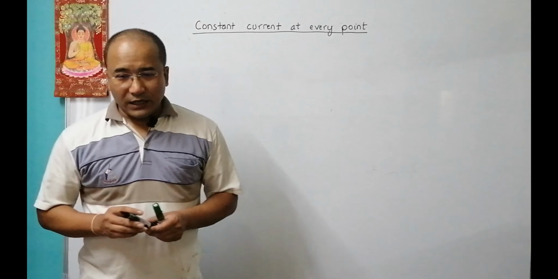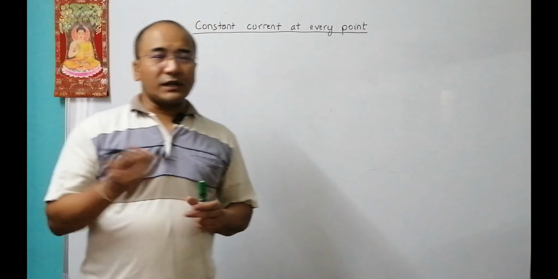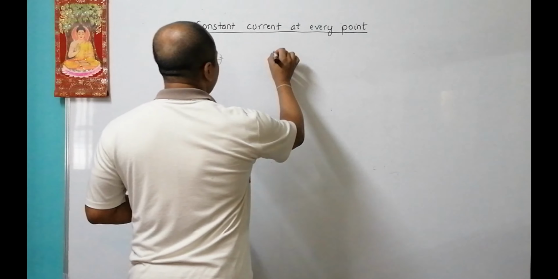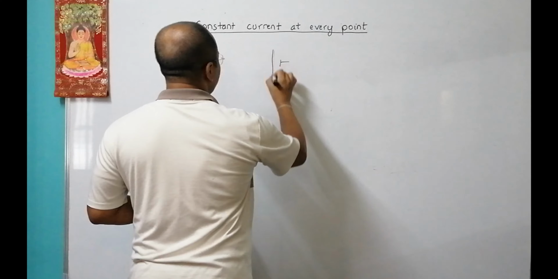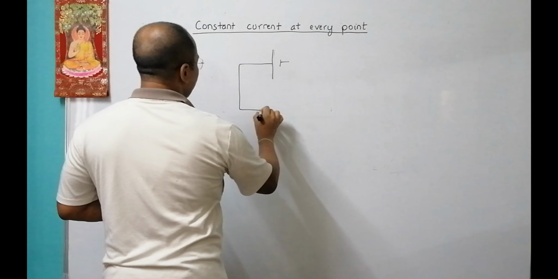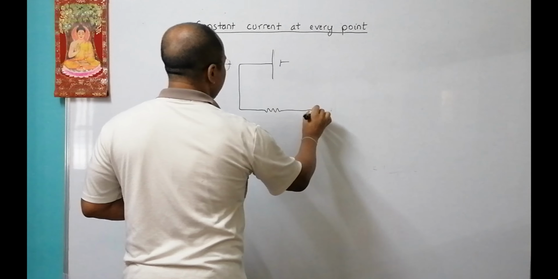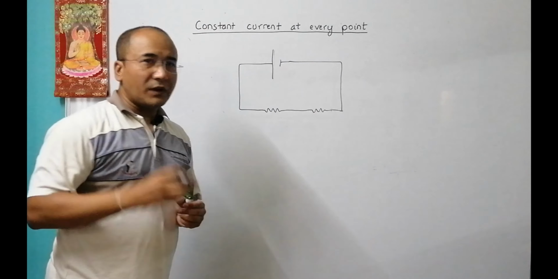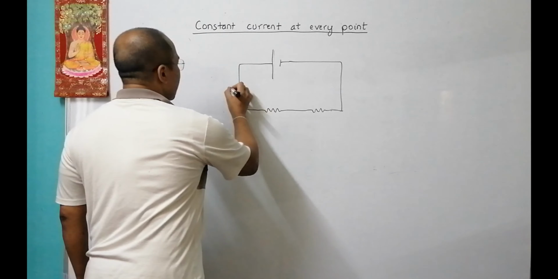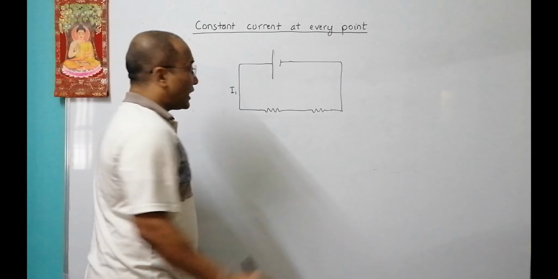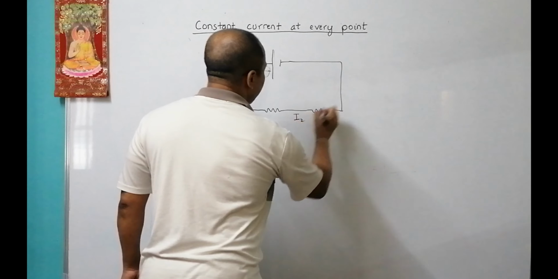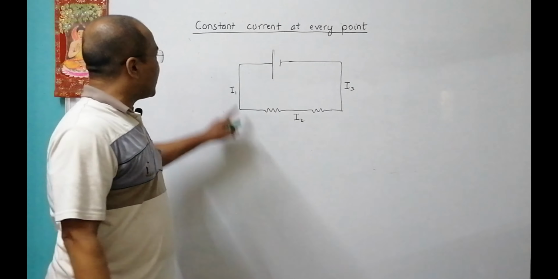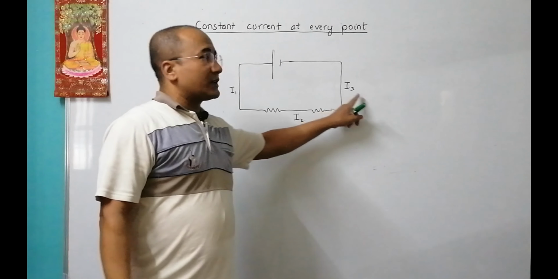Hello folks, today I am dealing with our topic of current electricity. The concept says that when we have a circuit like this with two resistors, where this stands for a resistor, what people often assume is that the current here is high, slightly less here, and slightly less again here.